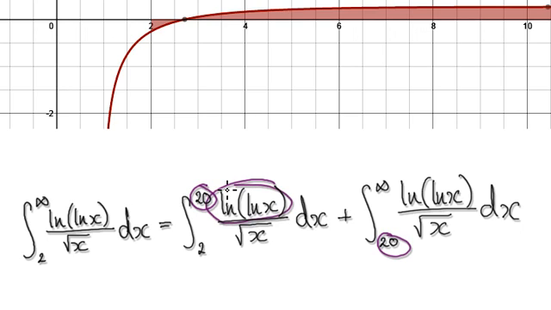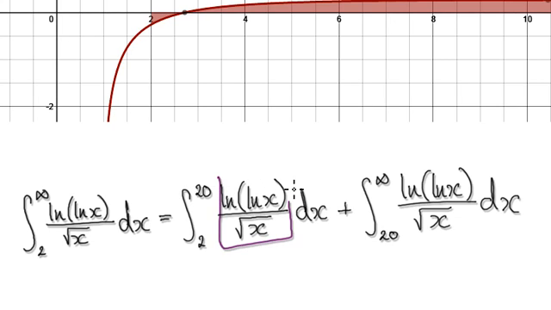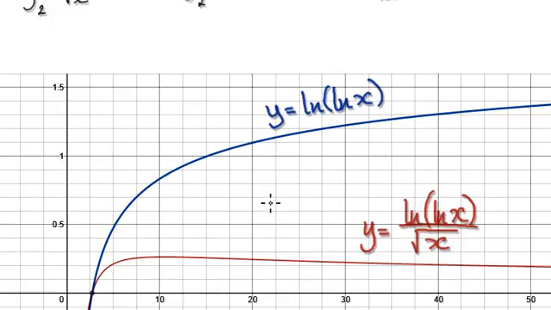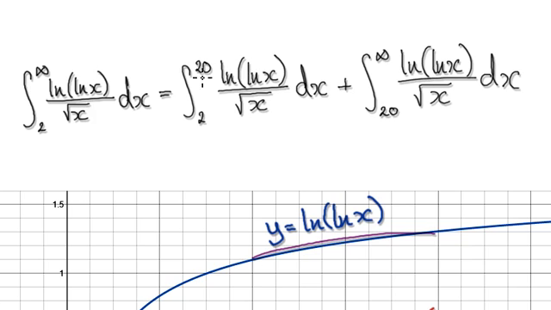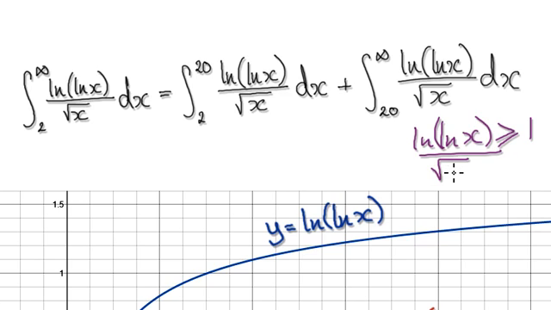Well, ultimately we want to compare this thing to 1 over the square root of x. So if you look at the graph of the natural log of the natural log of x, at 20, the natural log of the natural log will always be greater than 1. So going back to here, beyond 20, this thing will be greater than 1, so we can make this comparison, greater or equal to 1.